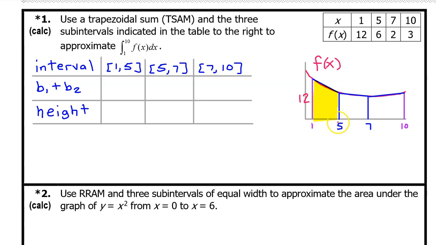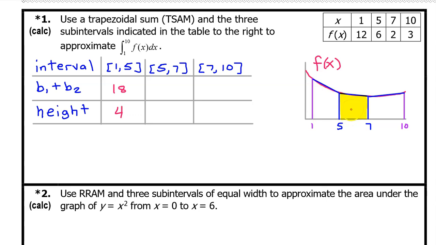The length of base 2 is the value of the function at 5. According to the table, that is 6. So base 1 plus base 2 is 18. The height of the trapezoid will be the width of this interval. 5 minus 1 is 4, so that's the height of the trapezoid.